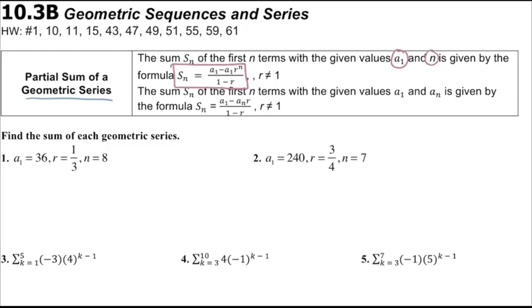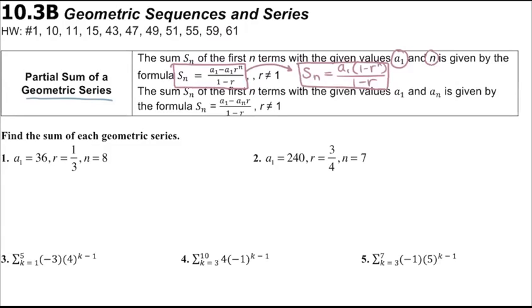Another way I've seen this, and I actually tend to like using this way better, is I think of this as a sub 1 parentheses 1 minus r to the nth power all over 1 minus r. So I'm basically factoring out that a sub 1. Sometimes I find it easier to use this formula in this form. But I think your book has it in the other one. So choose whichever one you want.